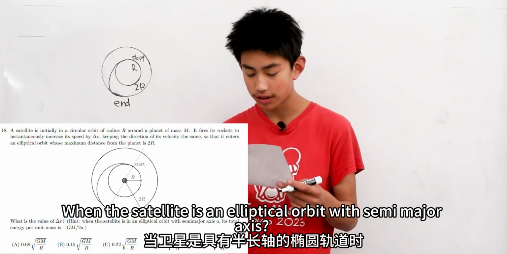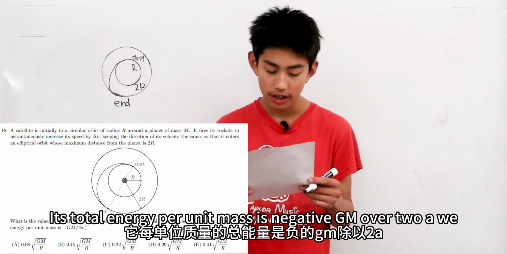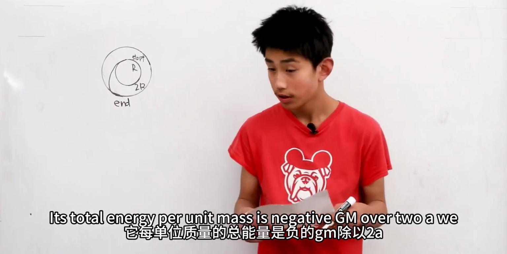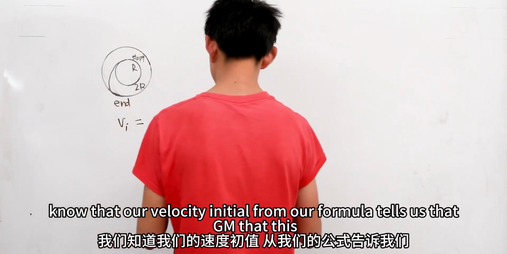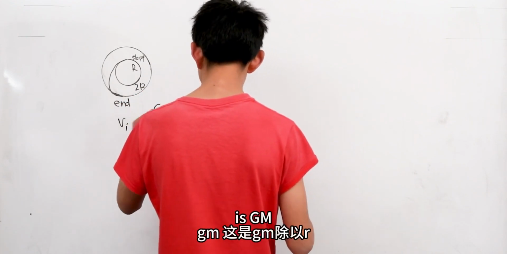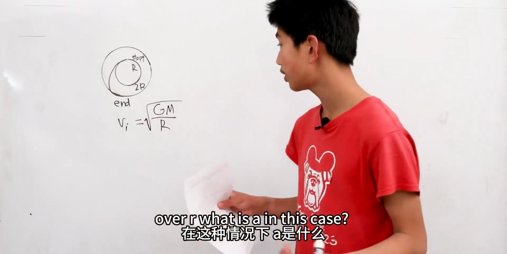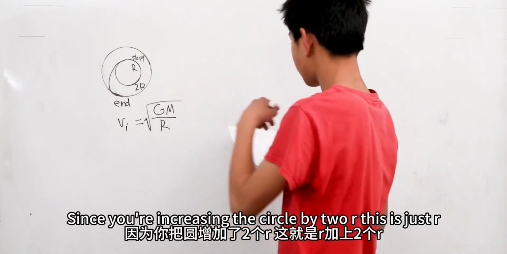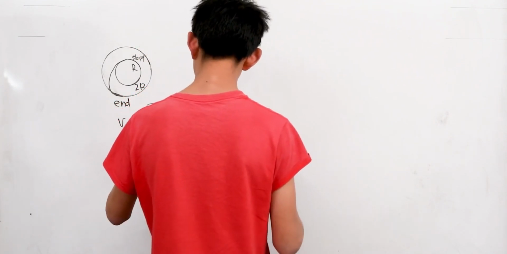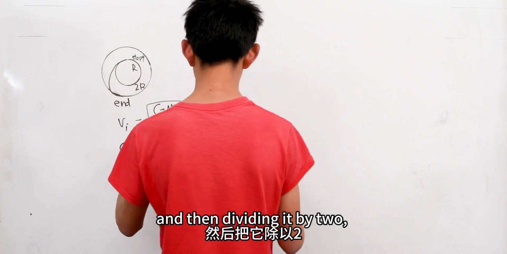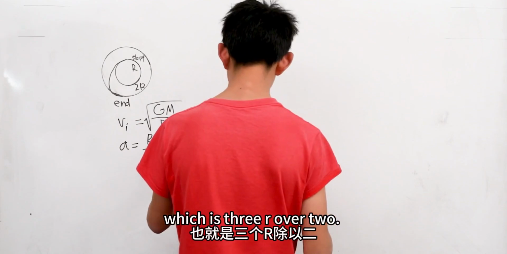Hint: when the satellite is in an elliptical orbit with semi-major axis a, its total energy per unit mass is negative GM over 2a. So we know that our initial velocity from our formula is the square root of GM over r. And what is a in this case? Since you're increasing the circle by 2r, this is just r plus 2r, and then dividing it by 2, which is 3r over 2.